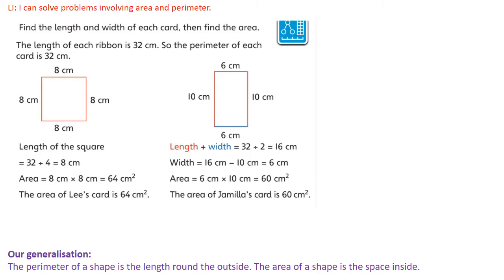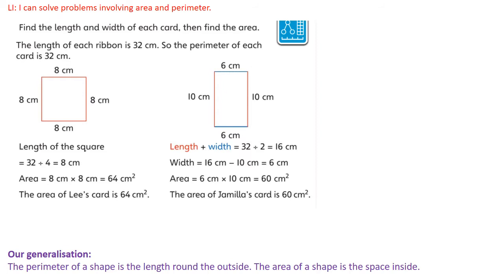To find the area, we know that we do the length times the width, or the width times the length. It doesn't matter which way round we do it. So 8 times 8 equals 64 centimetres squared. So that's the area. Now, Jamila said her card was a rectangle and her length was 10 centimetres.